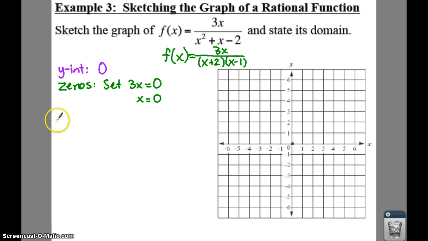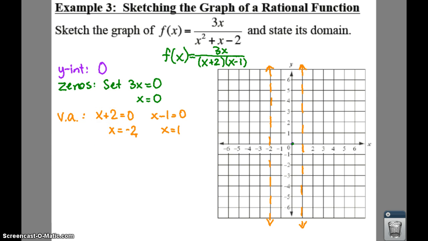Interesting. Vertical asymptote. Well, that's where you're going to set your denominator equal to 0, and we have 2 of these, so it looks like we're going to have 2 vertical asymptotes. So you set x equals negative 2, x equals 1. We need to plot these. There's 1. Here is another. There we go. So there's your 2 vertical asymptotes.